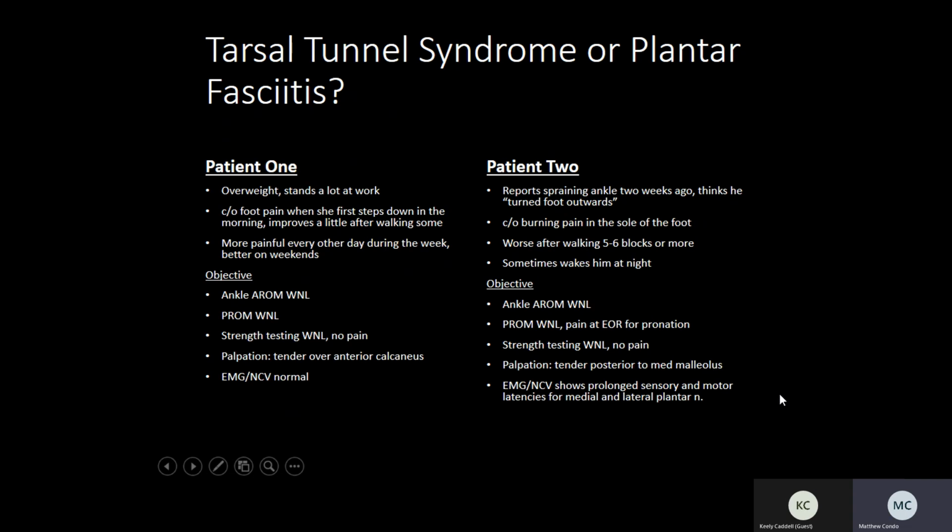So we've got two different patients here comparing tarsal tunnel versus plantar fasciitis. Patient one, low on the overweight side, stands a lot at work. They're complaining of foot pain when she first steps down in the morning, improves a little bit after walking a little bit. More painful every other day during the week, but it's better on the weekends. Okay, now that's a huge pattern, right?